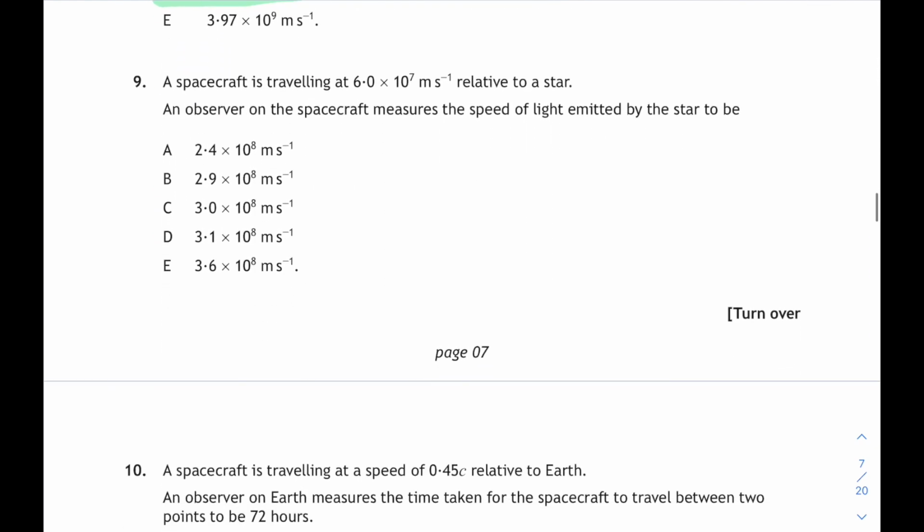Question 9. A spacecraft is travelling at 6 times 10 to the 7 meters per second relative to a star. An observer on the spacecraft will measure the speed of light emitted by the star to be... At first glance you might think, I need to do a calculation here, but you don't. If you know Einstein's two postulates upon which his special theory of relativity is based, then you should know that the speed of light is constant for all freely moving observers. So it'll be 3 times 10 to the 8.